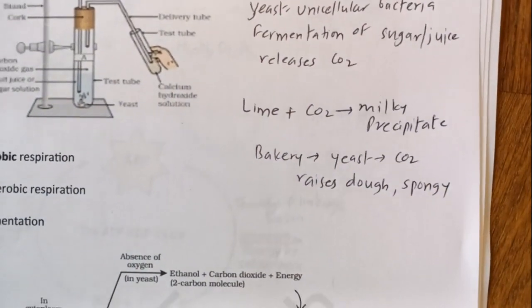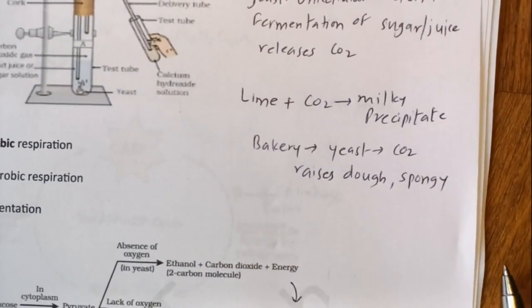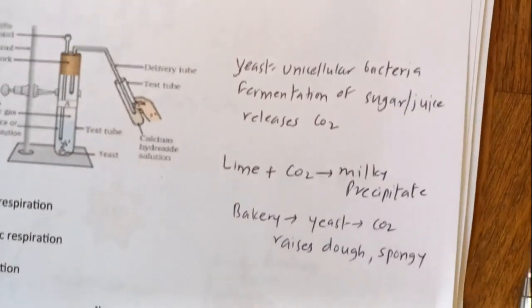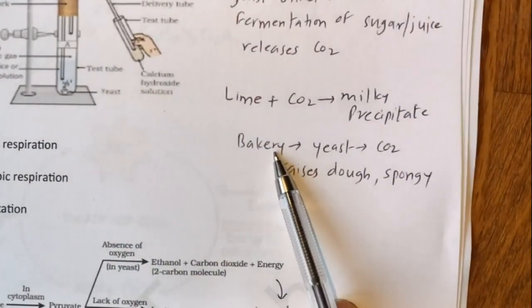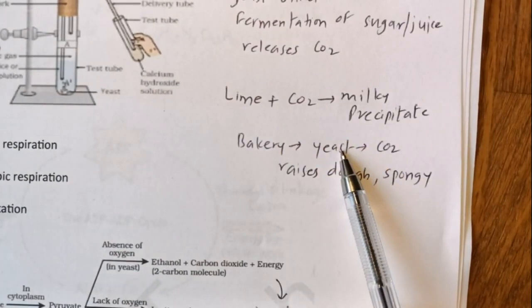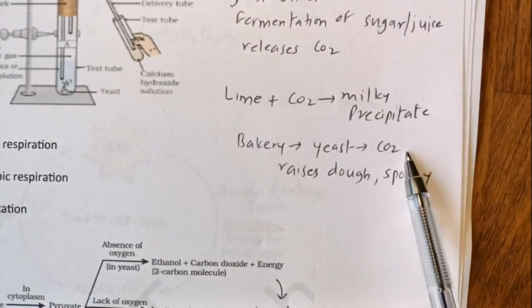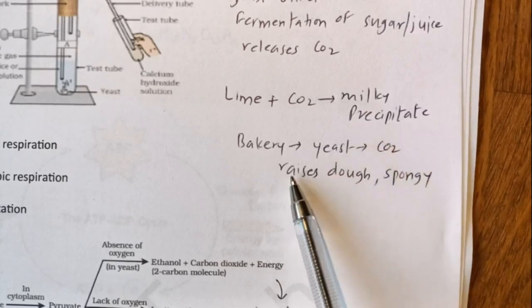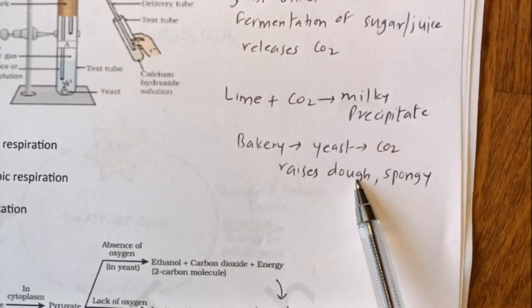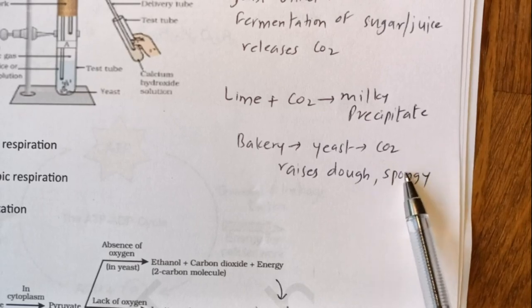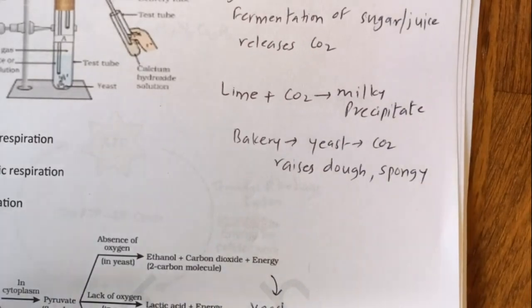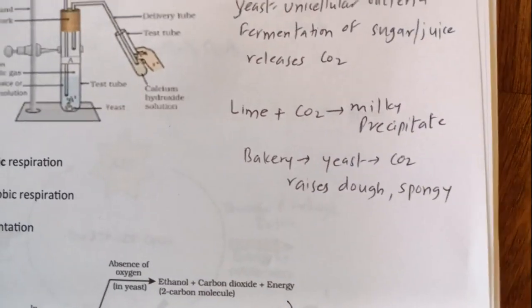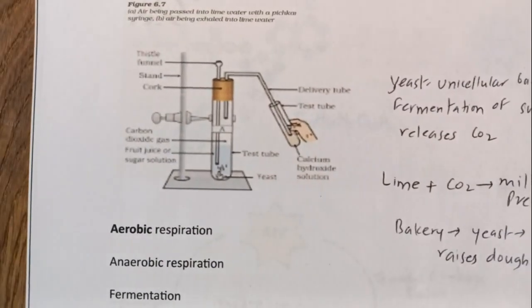This property of release of carbon dioxide from yeast after coming in contact with a sugary substance is used in bakery. Yeast used in bakery products releases CO2, and CO2 then raises the dough and makes it spongy. So the cake or the bread becomes spongy because of the cavities generated by the CO2 released by the yeast. Okay, so let's move on to the actual text in this chapter.